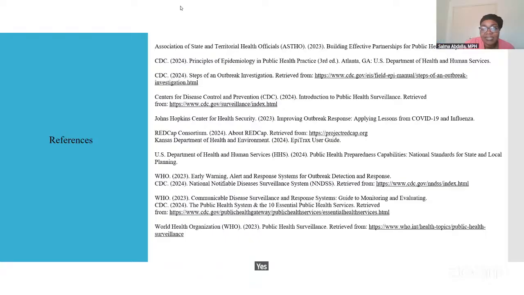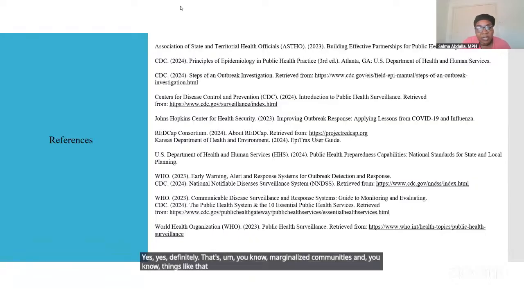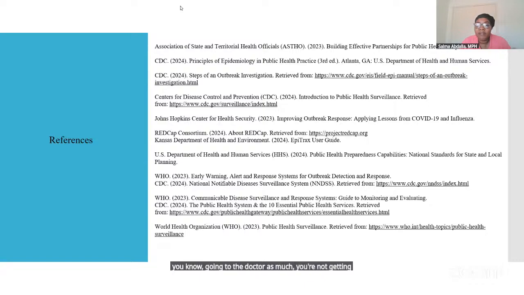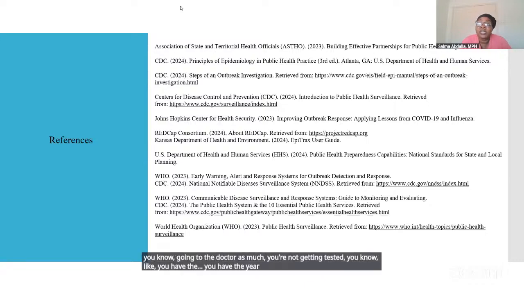Yes, great. Yes, definitely. That's marginalized communities and things like that. It's because again, it comes back to the importance of going to the doctor and being tested. So if you're not going to the doctor as much, you're not getting tested, like we have the yearly evaluations, and there's a gap, then you don't know about being HIV positive. So, there is some gap here.